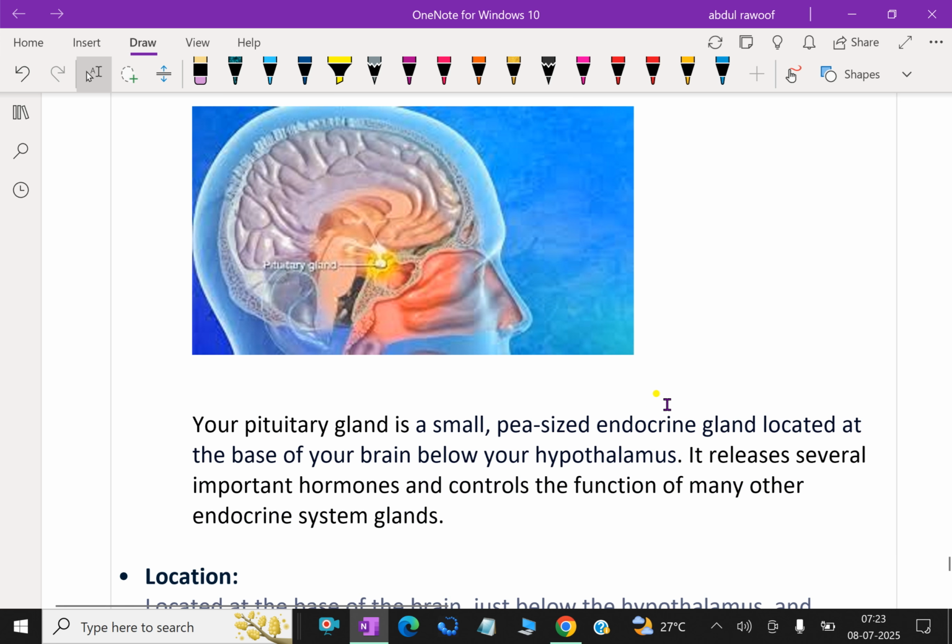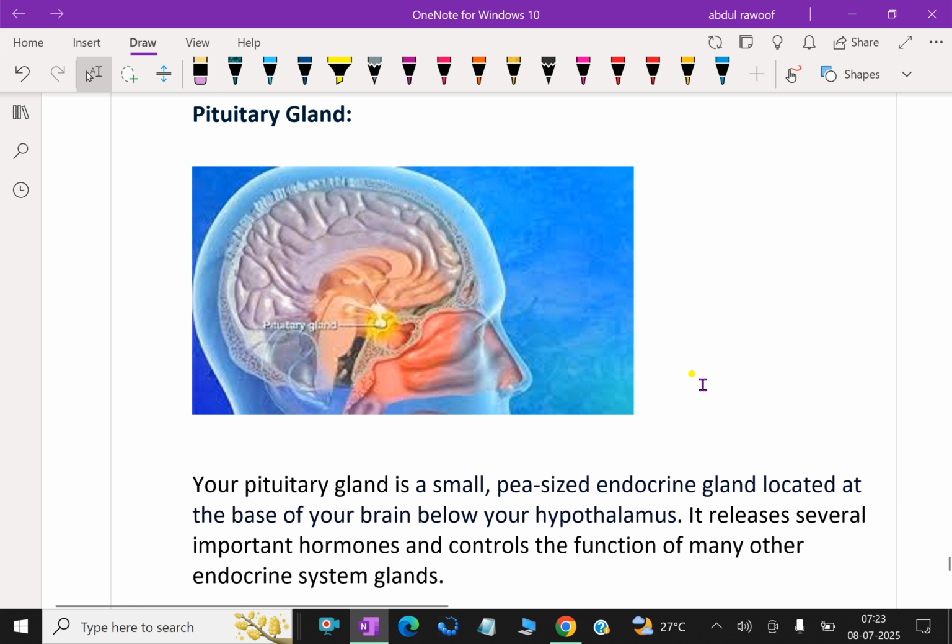What is the pituitary gland? Your pituitary gland is a small, pea-sized endocrine gland located at the base of your brain below your hypothalamus. It releases several important hormones and controls the function of many other endocrine system glands.